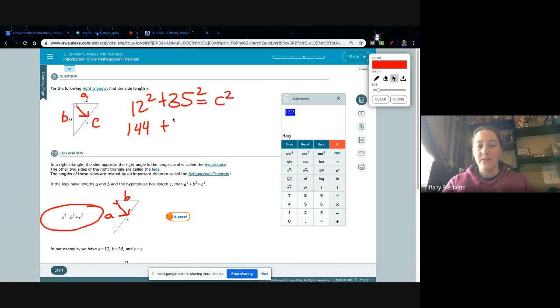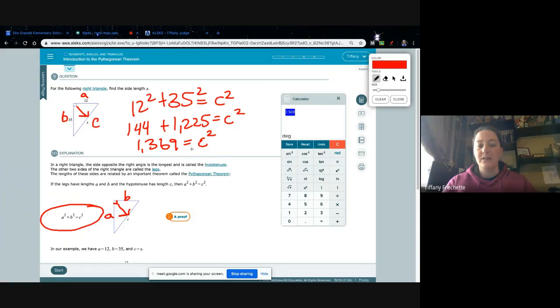So I have 1,225 equals C squared. So now I want to add these two together. I already have 1,225 in my calculator. I'm going to go plus 144 equals, so I have 1,369 equals C squared.